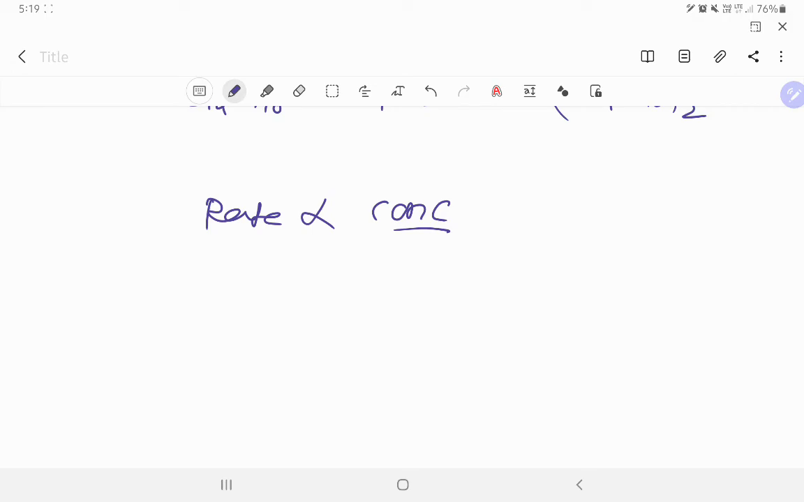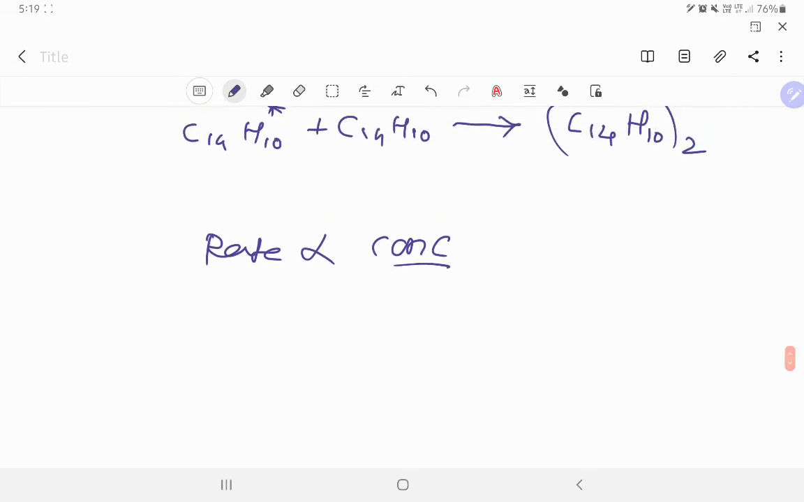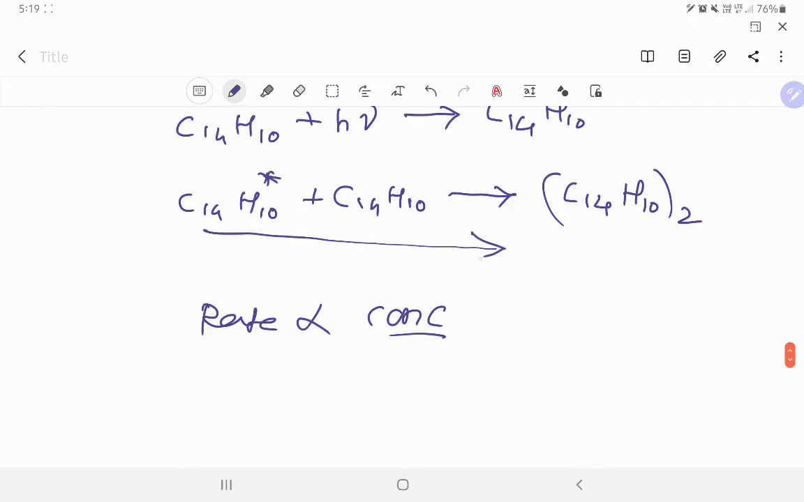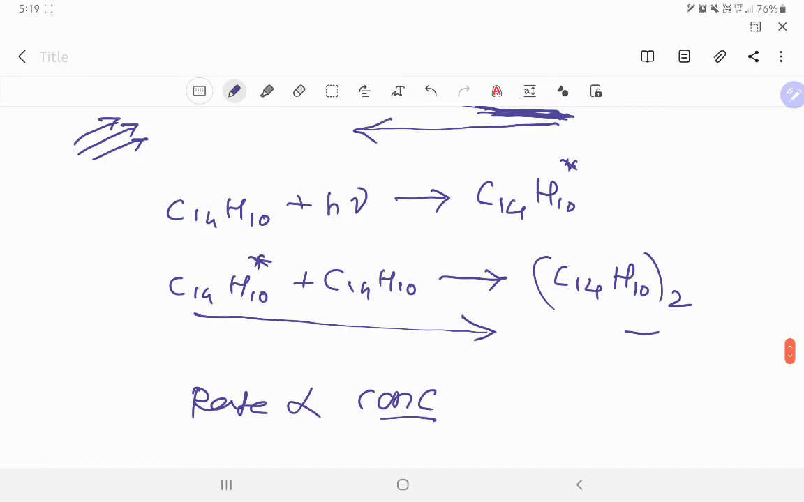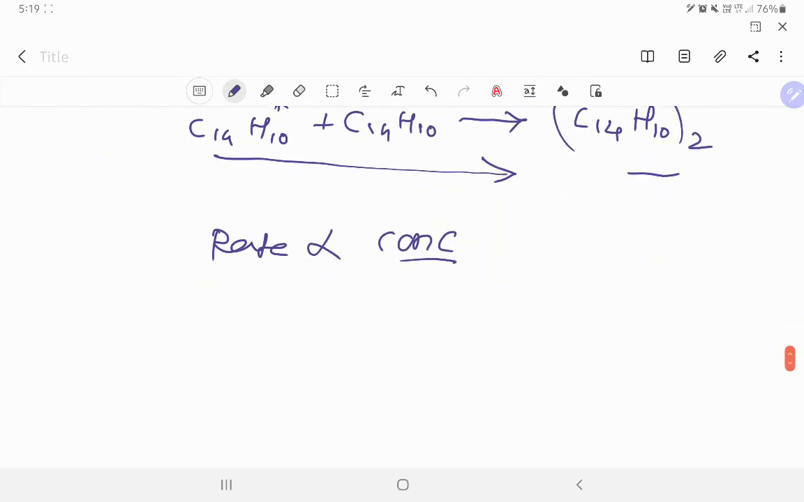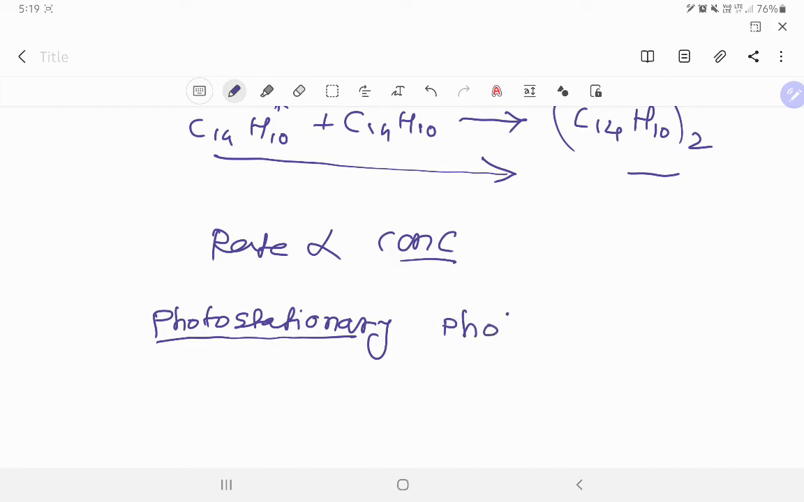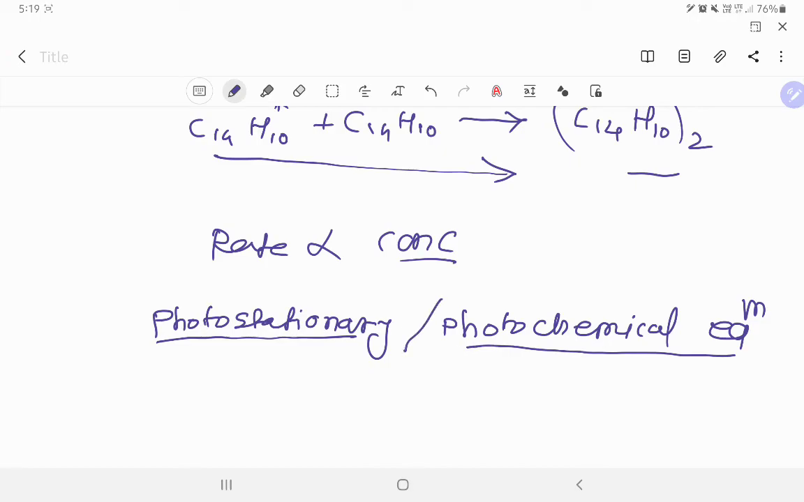Initially, no doubt there is a state of equilibrium, but after bombardment of radiation, this process takes place. Rate of forward reaction increases, but after some time, rate of backward reaction also increases as there is an increase in dianthracene concentration, and a new equilibrium is obtained. That is called a photostationary state or photochemical equilibrium.